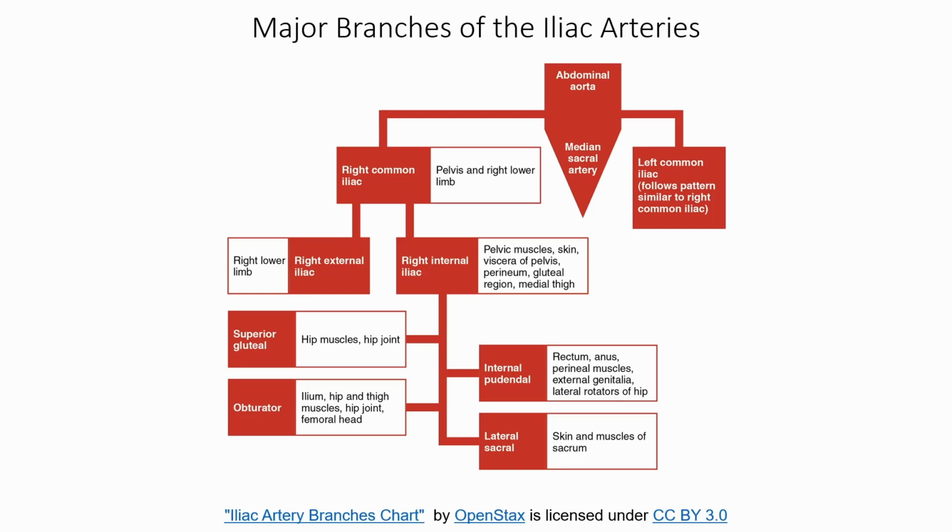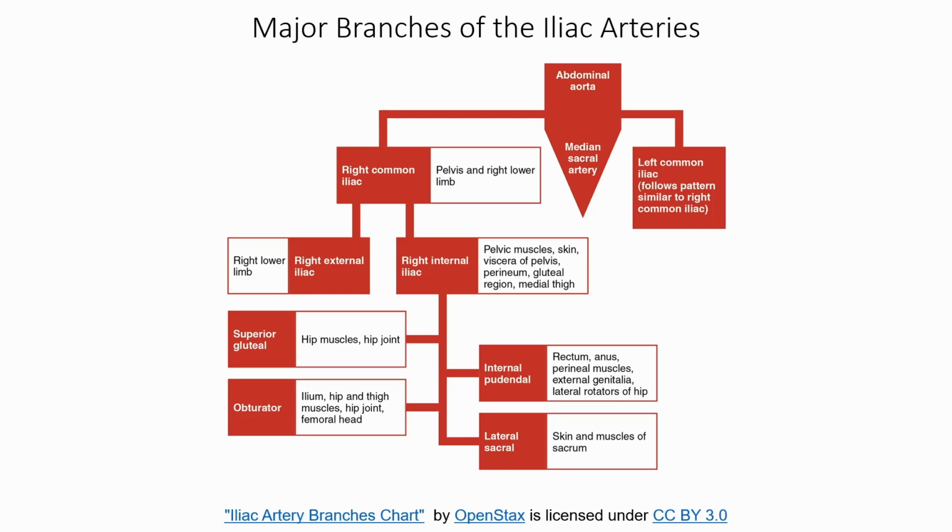The right external is going to do the lower limb, whereas the right internal is going to do the pelvis region, the gluteal region. Just kind of the rest of the pelvic bowl and the buttocks. And from there, if we look at the right internal iliac, because we already talked about what happens on the external side, we talked about popliteal and posterior tibial and all that. On the internal side, we have the superior gluteal, which will be for the muscles that form your hip joint.